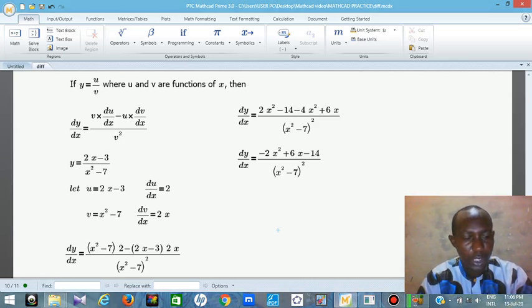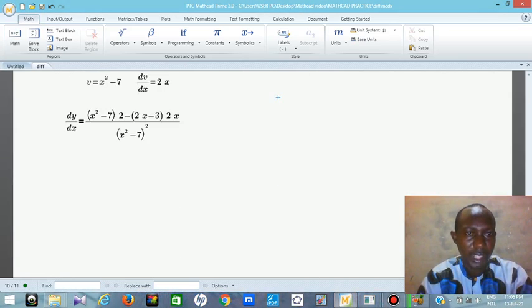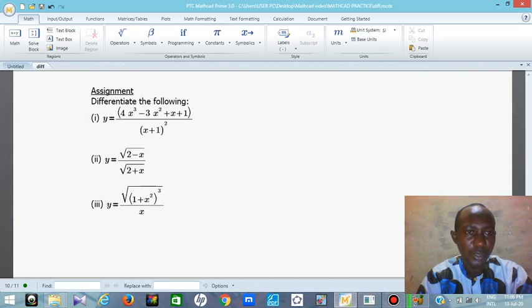So for more practice questions, which are assignment questions, you can do these few questions I have here. So they are all quotient rule questions. You can see the second question. These are two different questions on square root. So don't forget the numerator is a root.